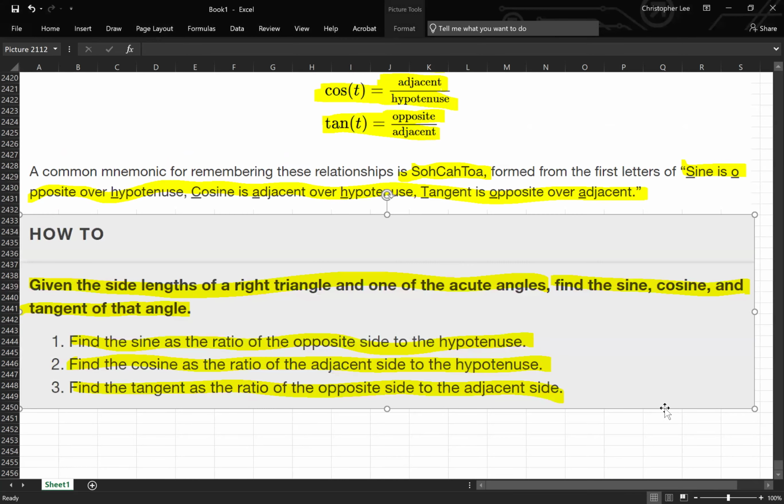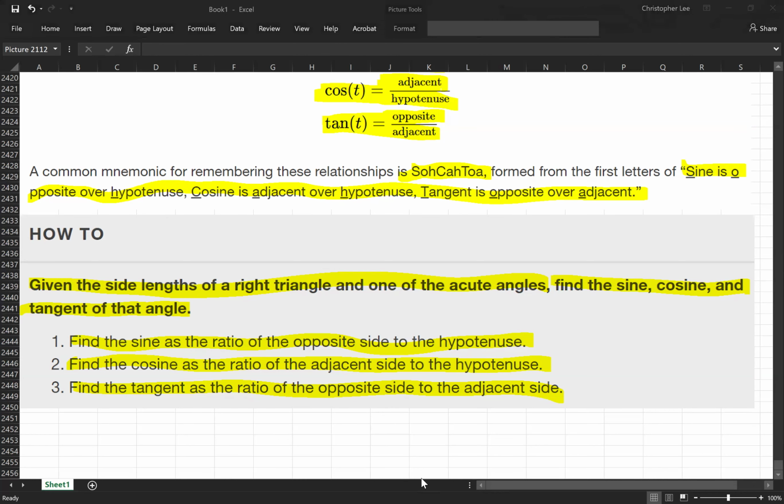Given the side lengths of a right triangle and one of the acute angles, find the sine, cosine, and tangent of that angle. To find the sine, use the ratio of the opposite side to the hypotenuse. Find the cosine as a ratio of the adjacent side to the hypotenuse. Find the tangent as a ratio of the opposite side to the adjacent side. Again, nothing new here, we all knew that.